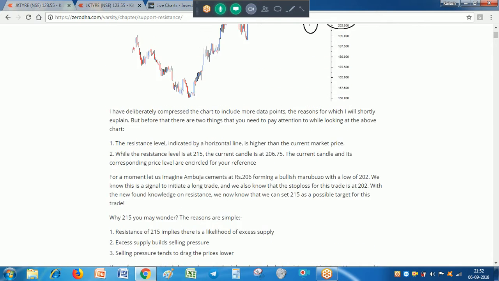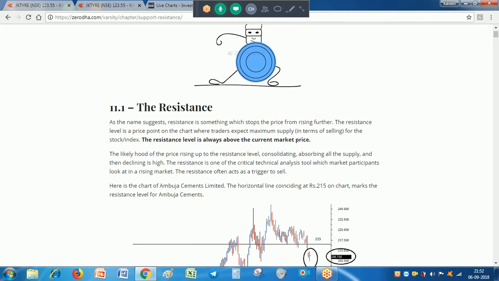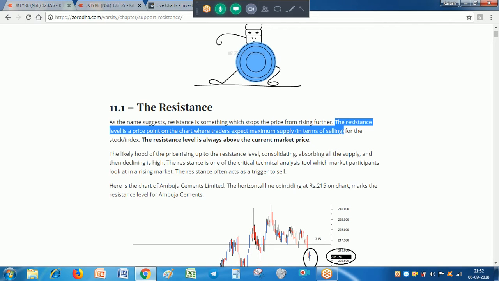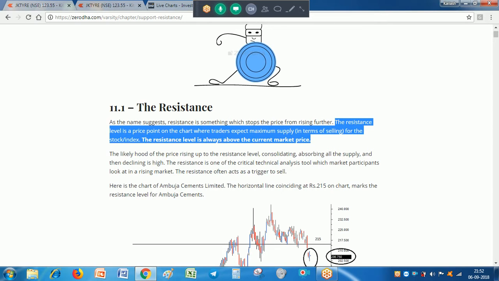Then we will study what resistance is. Resistance is a price point on the chart where the trader expects maximum supply. Supply means in terms of selling. Maximum selling will start from that point for the stock or index. The resistance level is always above the current price. It is always above the current market price, and the support level is below the current market price.